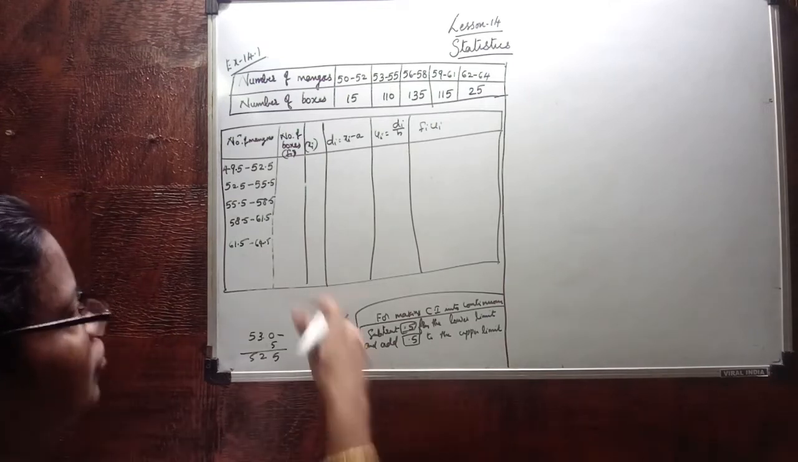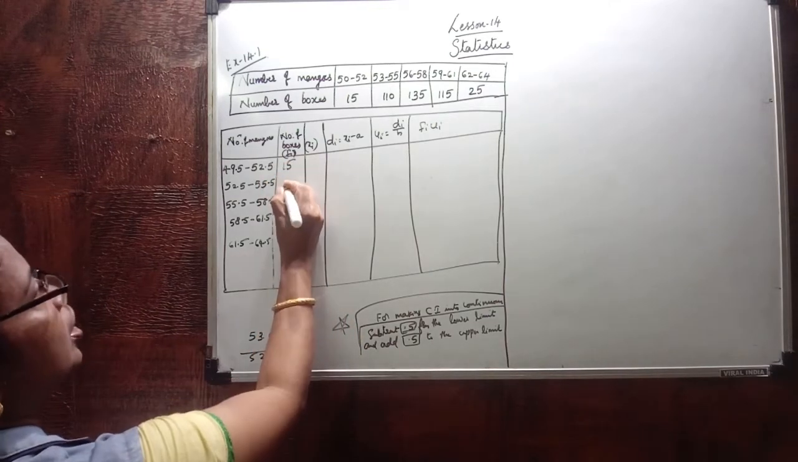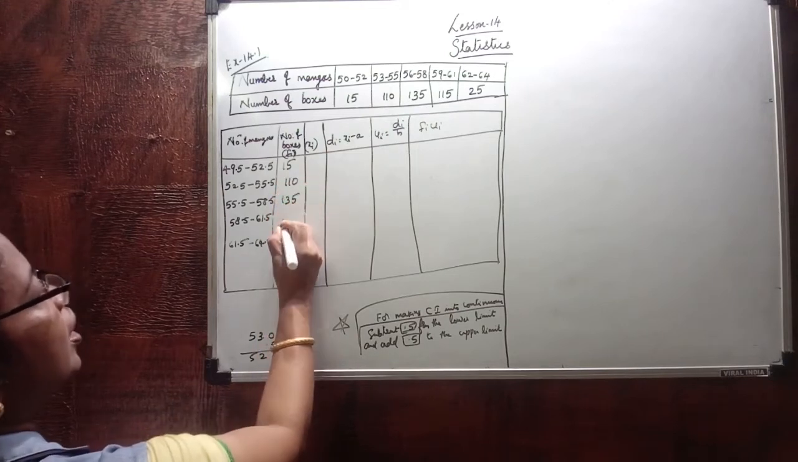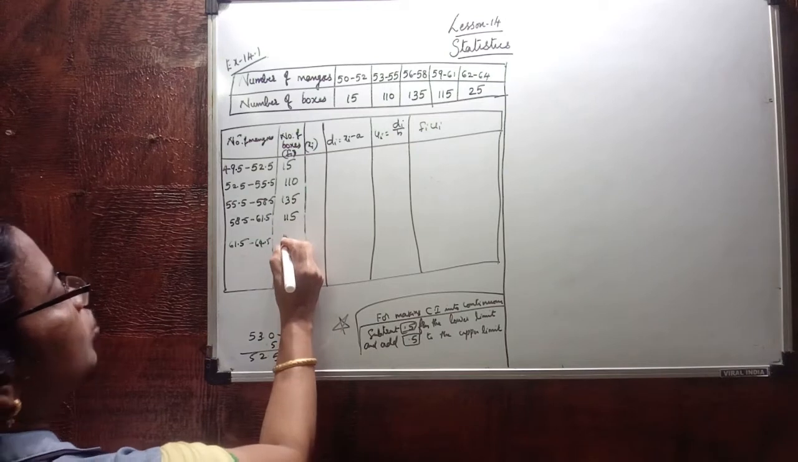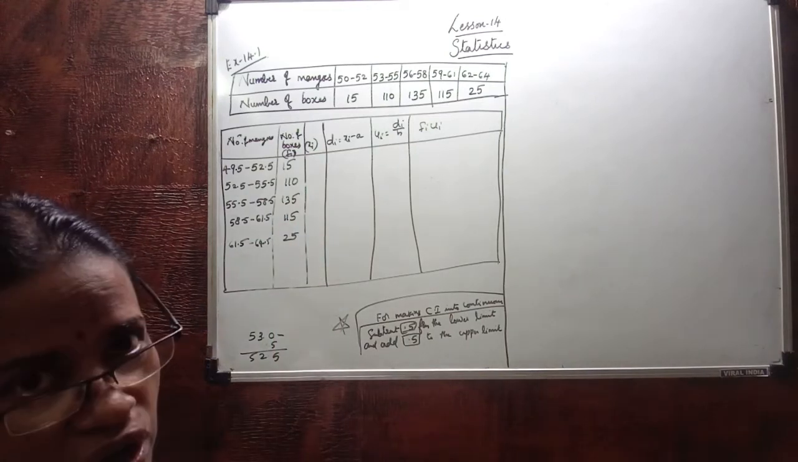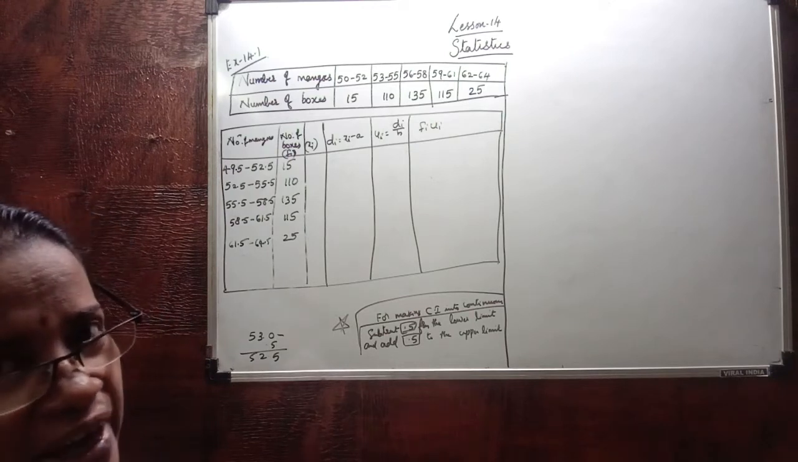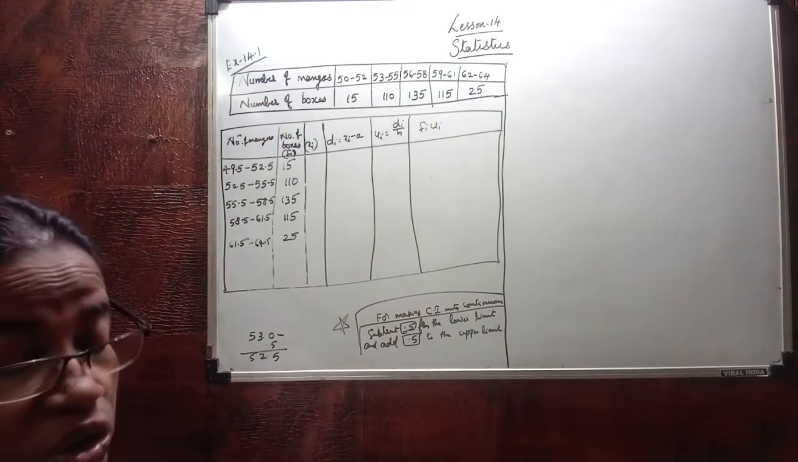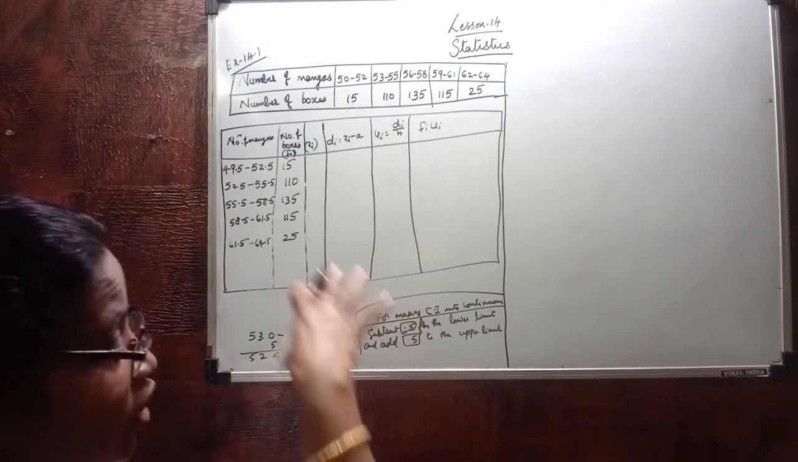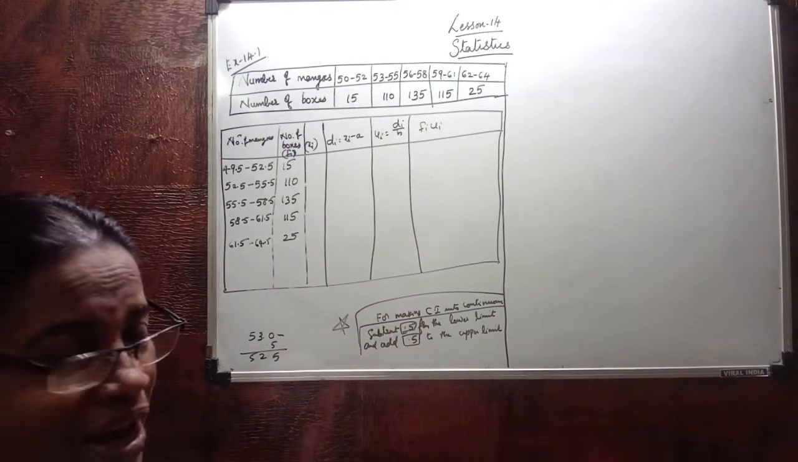The number of boxes, Fi, will be the same: 50, 110, 135, 150, 20. Now look, Fi has bigger numbers, so we cannot do the direct method. We have to do the assumed mean method or the step deviation method. Which one do you prefer? We are doing the step deviation method for practice only.